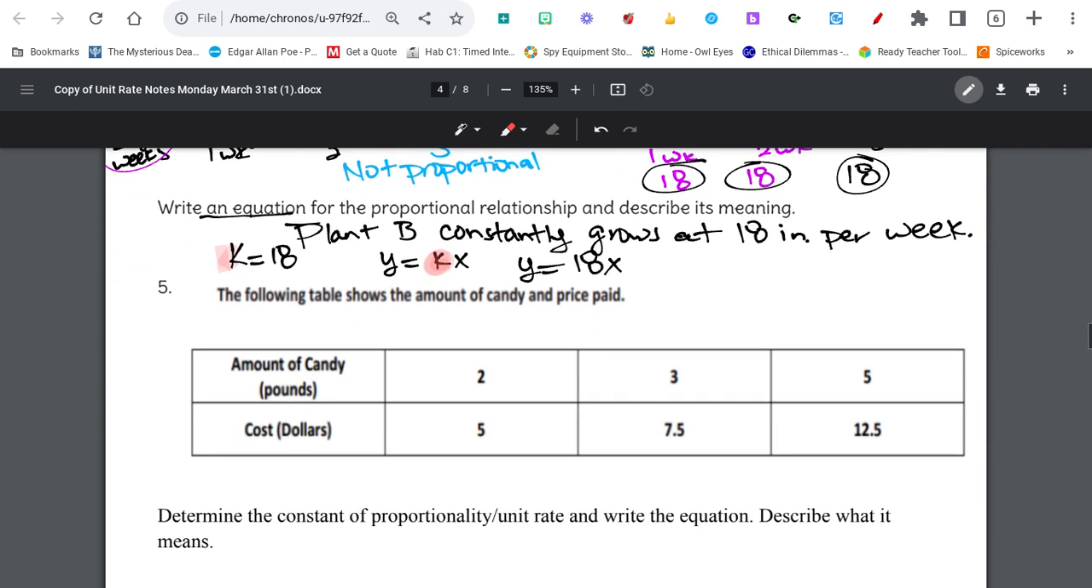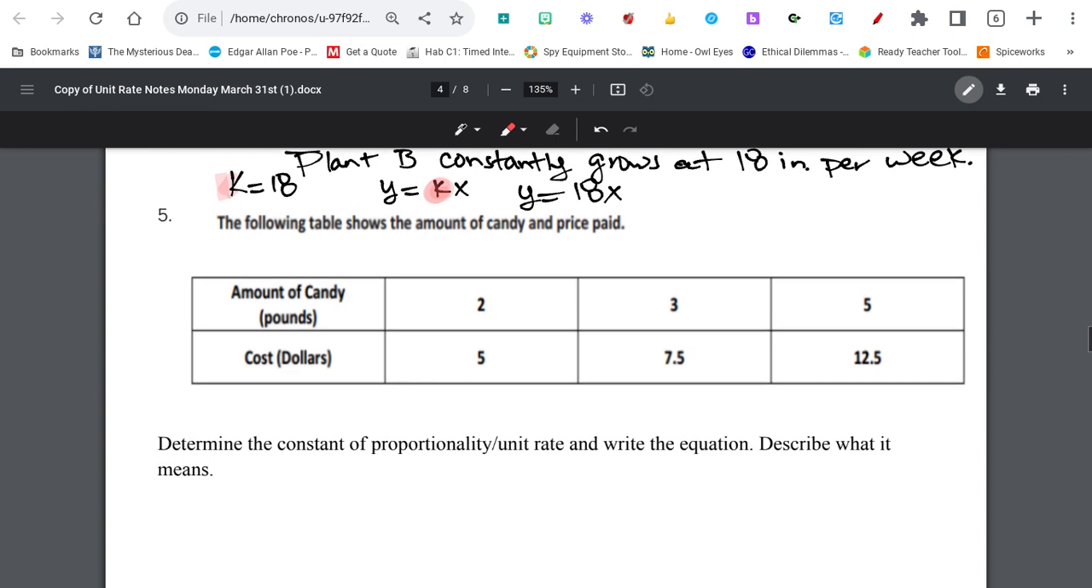All right, let's take a look at 5. The following table shows the amount of candy and price. So I got amount of candy and price. Well, you don't know the price until you bring them the amount of candy. Their amount of candy is in terms of pounds. So they're going to weigh the candy, and then they'll tell me the cost. So I bring my candy, they weigh it. So that has to be the thing that happens first. So that's X. Okay, it happens first. And then this is Y. The cost is Y, guys.